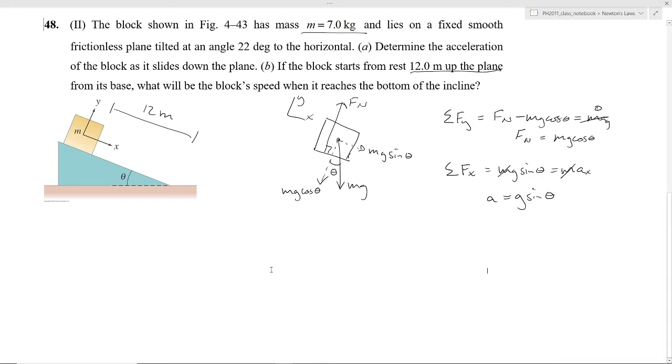So let's put in our values here and come up with a numerical result. The acceleration is going to equal 9.8 times sine of 22 degrees. Be sure to keep straight if you're working in degrees or radians when you're evaluating your trig functions. And we would find that this is 3.67. So let's call it 3.7 meters per second squared. And this would be in the i hat direction.